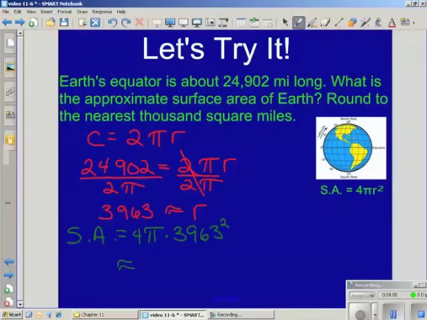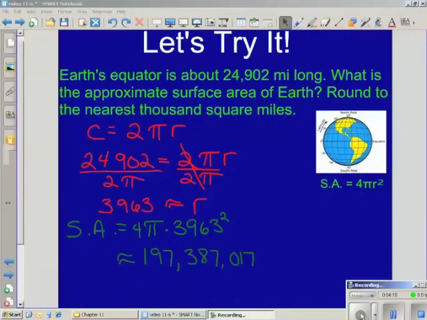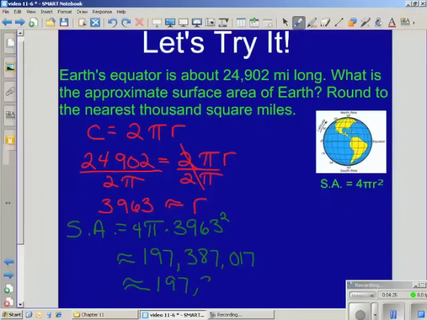So we can round to the nearest 1,000. In our calculators, we do 4 times pi times the square of 3,963, and we would get approximately 197,387,017. And we want this rounded to the nearest 1,000 square miles, so that would be 197,387,000 square miles.